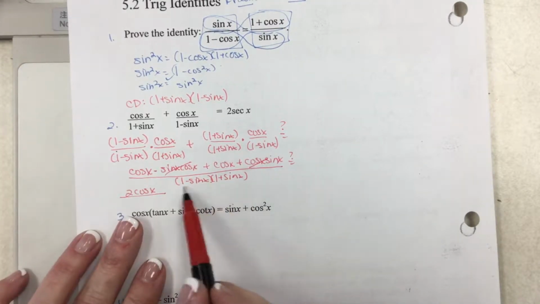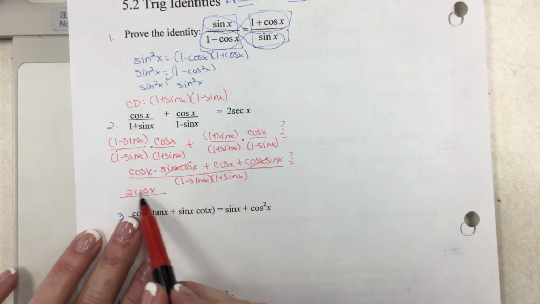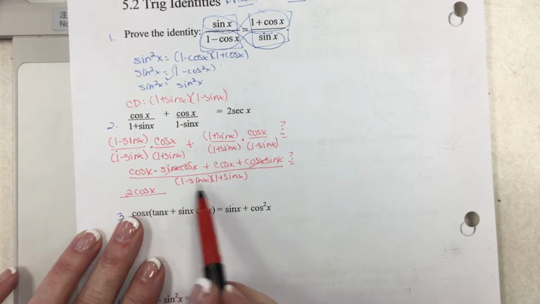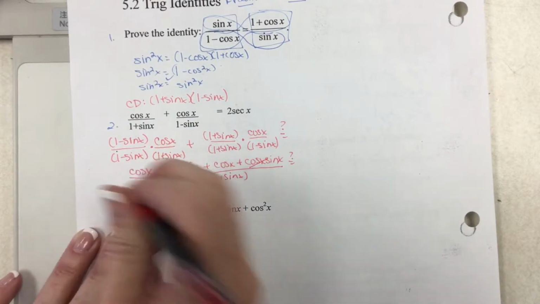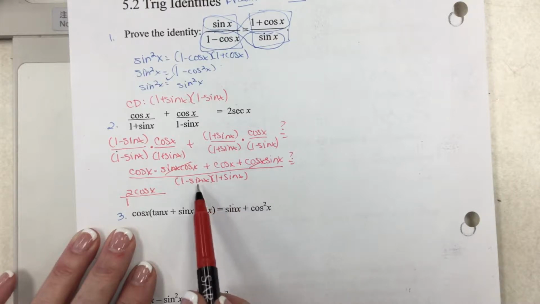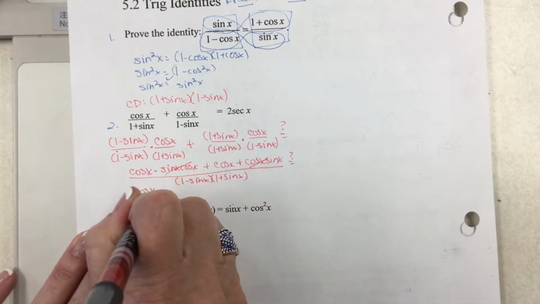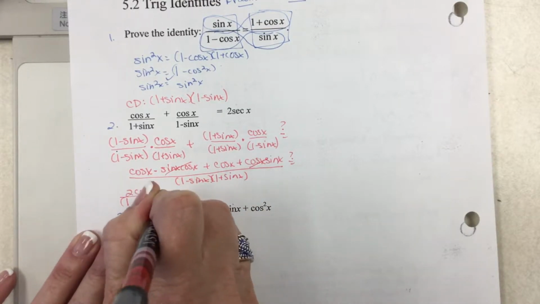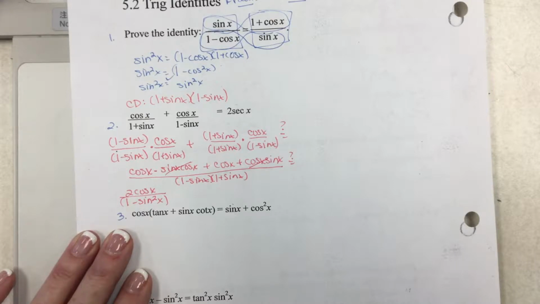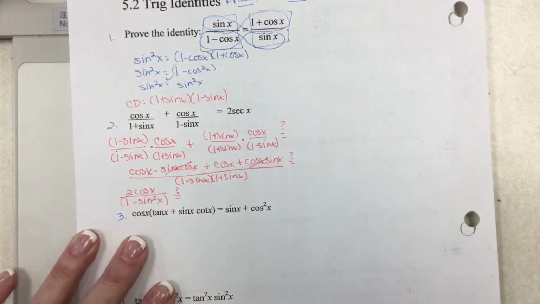Now, I'm going to go ahead and multiply this out because the way it's written really isn't going to help me much with 2 cosine on the top. So I get 1 times 1 is 1. 1 times positive sine x is positive sine x. And 1 times negative sine x is negative sine x. Those cancel. Minus sine squared x. Does it really equal?